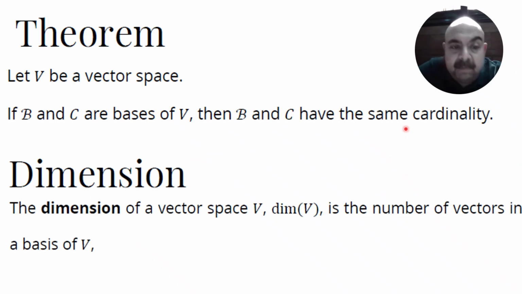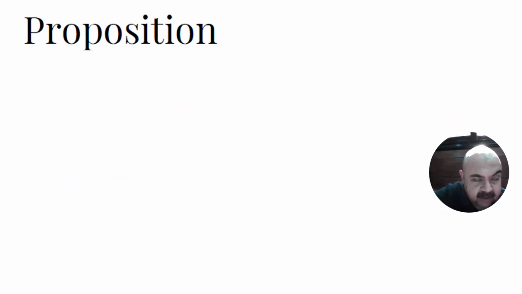Dimension is the number of vectors in the basis. So the dimension of a vector space, dim V, is the number of vectors in a basis of V. Once more, the dimension of a vector space is the number of vectors that can generate it, or that are in the basis of V.